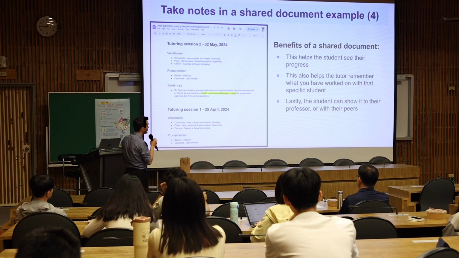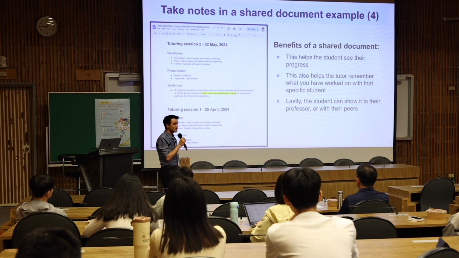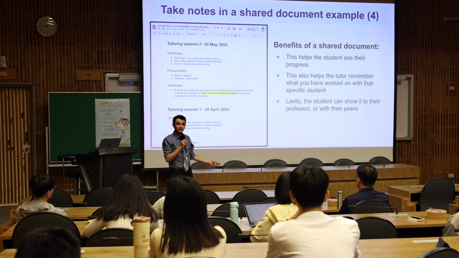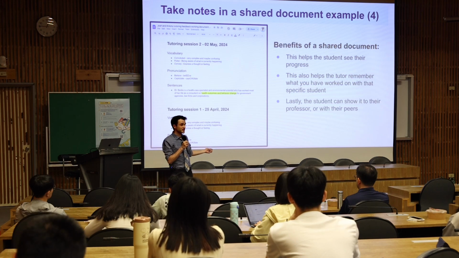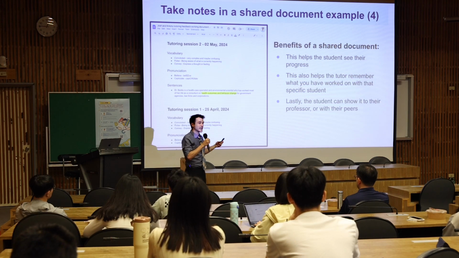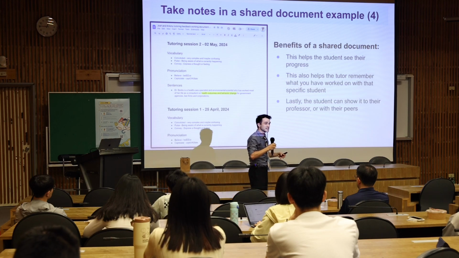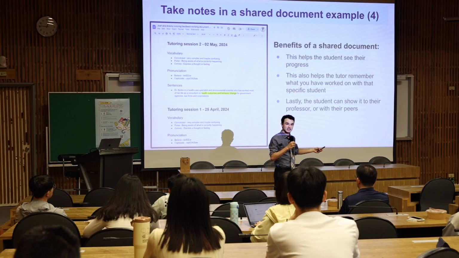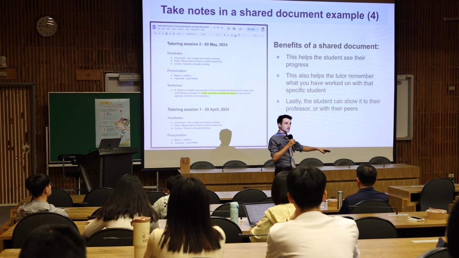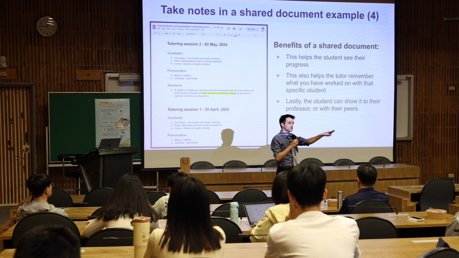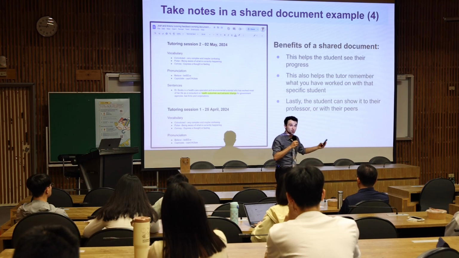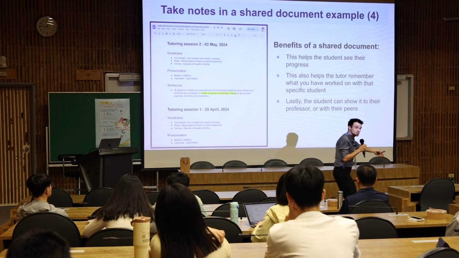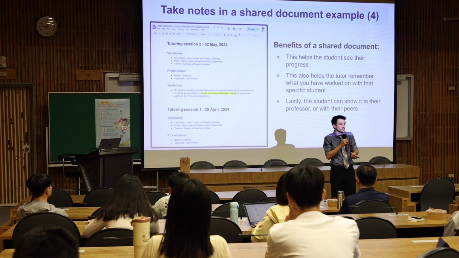Lastly, the student can show it to their professor or with their peers. Huge. Professors love to see what their students are doing. They love it. Say, hey, professor, I went to Antony. We had a tutoring session. Here's what we worked on. Do you think we should work on something specific in the next section, or am I on the right track? And the professor can say, oh, this is good. I think you're ready to move on to your results section. Fantastic. Now the student has more direction, and the professor knows that the student is trying hard. You're helping the student be a good student.